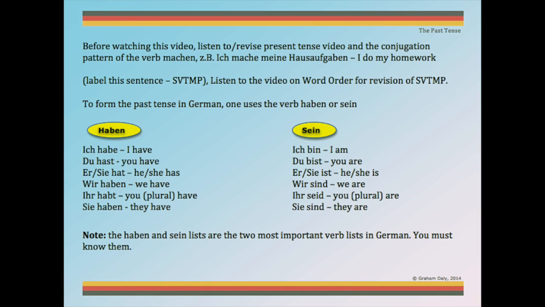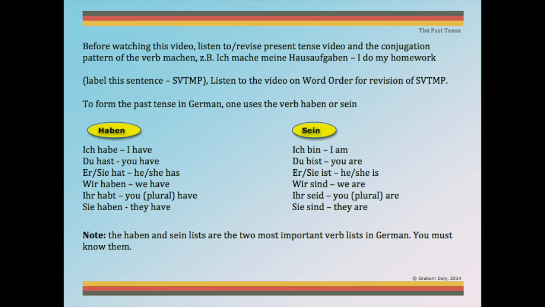To form the past tense in German, you will use the verb haben. Do you remember how to make the haben list? Say it out loud to me now, and I'll listen to you. Okay. Ich habe, du hast, er hat, wir haben, ihr habt, and sie haben. So that is one of the verbs you will need for making the past tense.